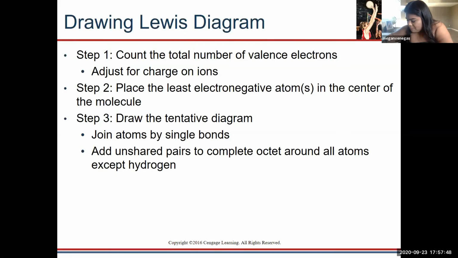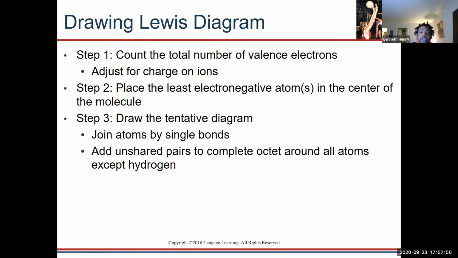Okay, so we've talked about Lewis dot structures or Lewis dot diagrams. The way that you always want to do it, you want to count the total number of valence electrons. And then you want to figure out who's going to be your center atom. The one that is the least electronegative is typically going to be the one that you put in the middle. And the way you can justify this is, how many of you guys have siblings?